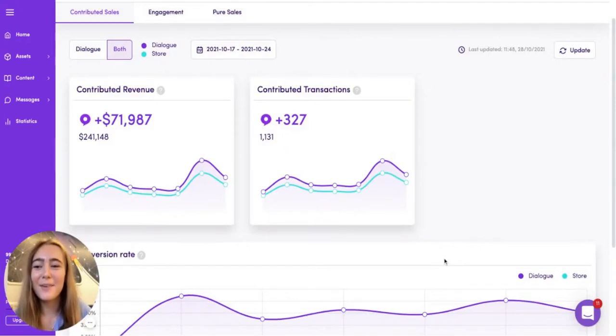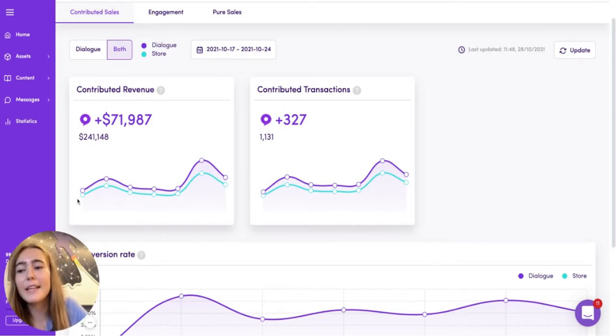Hi, everyone. So now we're going to talk about statistics, where you can find all the important information about dialogue in your store. To get to this page, I simply clicked on the statistics here on the purple sidebar, and it brings me to this page. The statistics has three tabs, so we'll go through all of them.